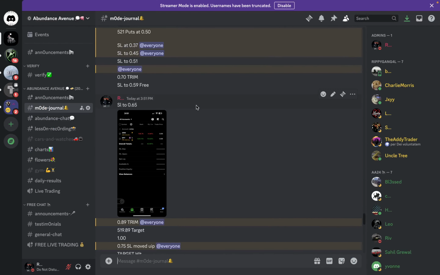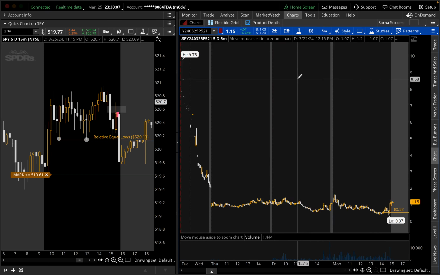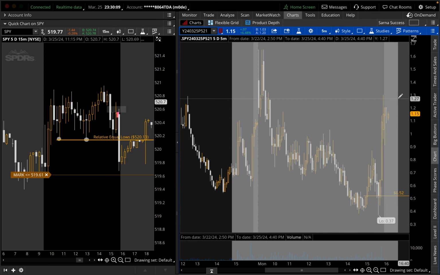Now, as the trade starts running up in profit, I like to trail my stop loss up to 45. I make it to 51 for a break-even trade. Not a lot of risk on the table. I can't really lose besides my commissions and fees. Trade plays out nicely.